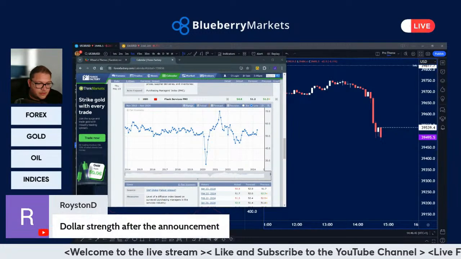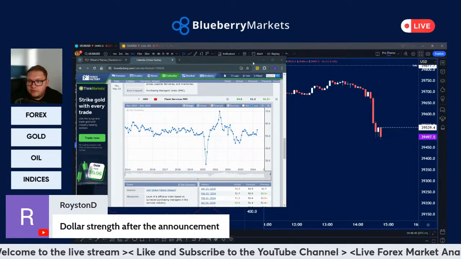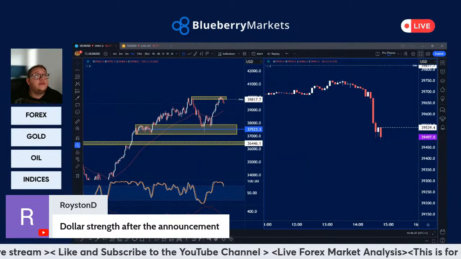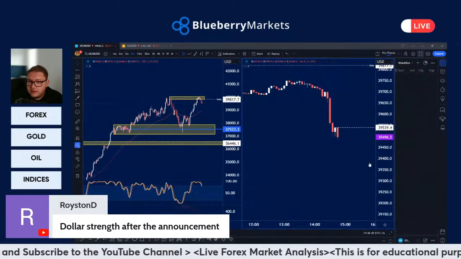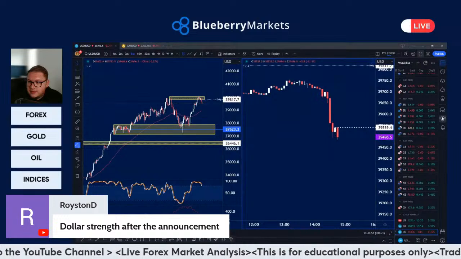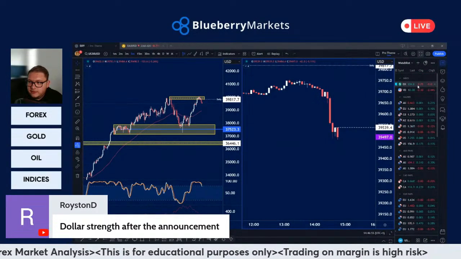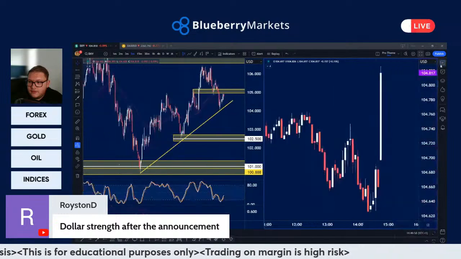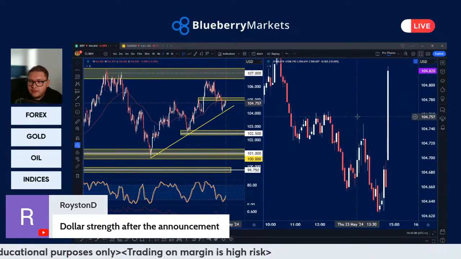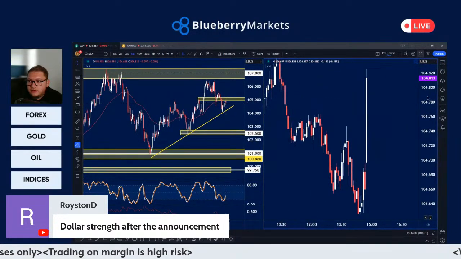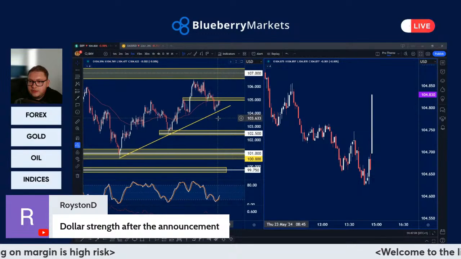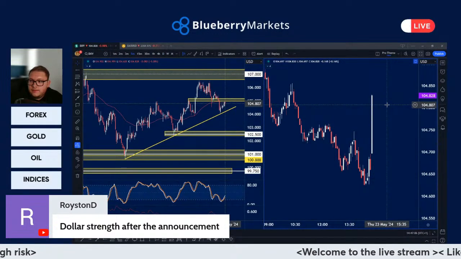Dollar strength from the announcement, Royston says. Let's have a quick flick over to the US dollar. Looks like the Dow went lower, so the Wheel of Fortune got it wrong. Yeah, nice. That's a big pop in price, isn't it? On the US dollar. Wow.